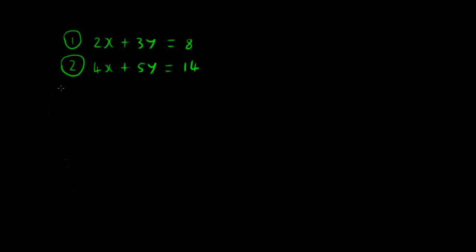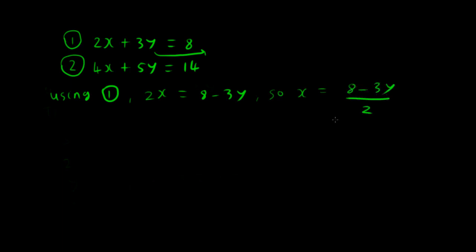Let's try using equation number 1. Using equation number 1, how can we find an expression for x? Well, we can see that 2x is equal to 8 minus 3y. So that's just bringing the 3y over to the other side. 2x is 8 minus 3y. Okay, well, now we need to divide by 2 to find x. So x is equal to 8 minus 3y divided by 2. Now that we've found x, we can substitute into 2.